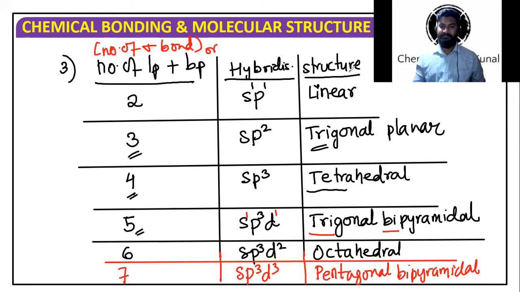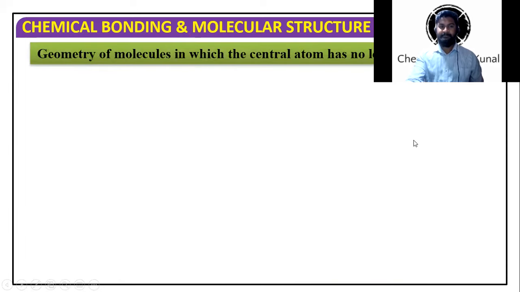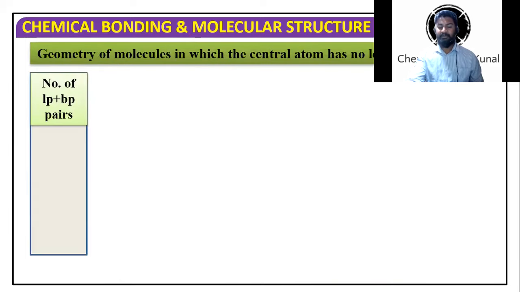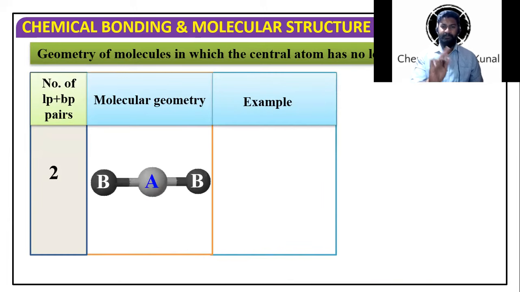Okay, very good. Now let's start with some problems. Let's start with some questions. Or let me give you some analysis, how it actually looks like. See, suppose whatever I told you, we'll give some examples of this. Suppose the number of bond pair lone pair comes out to be 2. So how does it look like?